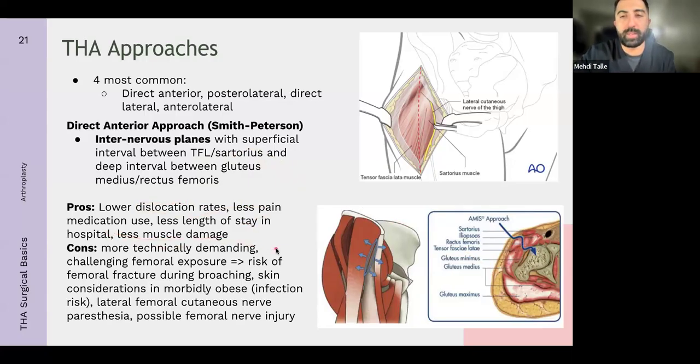Cons: this can be a little more technically demanding. It's a smaller approach. You get a more challenging femoral exposure. You're working at an awkward angle at times, and that can carry some risk of fracturing the femur during surgery.